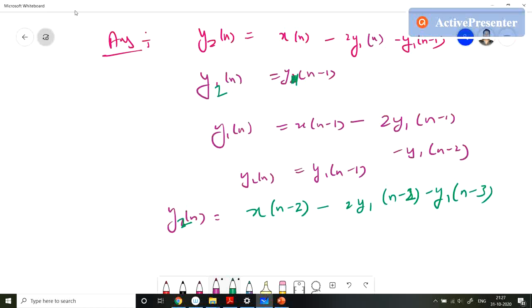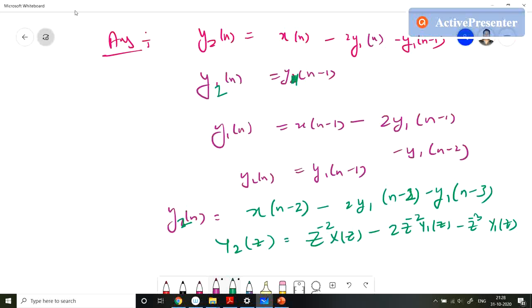Now we can see that if we take the z transform on both sides, then we will get Y2(z) is equal to z raised to the power minus 2 X(z), minus 2 z raised to the power minus 2 Y1(z), minus z raised to the power minus 3 Y1(z). So this is Y2(z) equals z raised to the power minus 2 X(z) minus 2 z raised to the power minus 2 Y1(z), then minus z raised to the power minus 3 Y1(z).